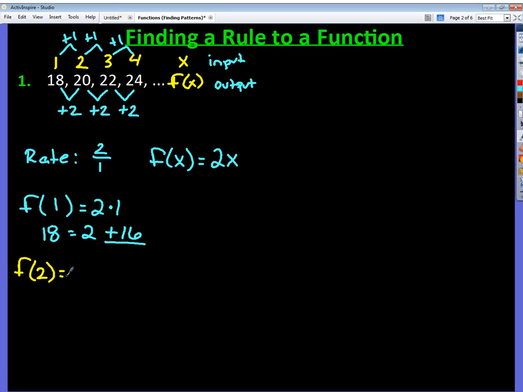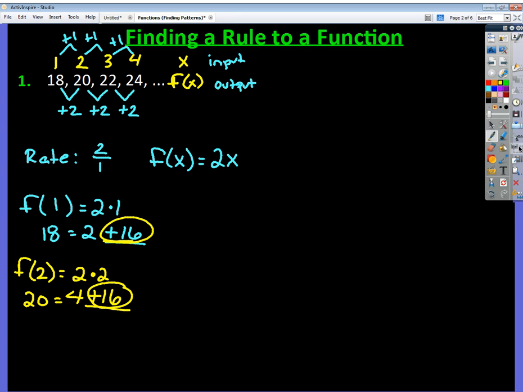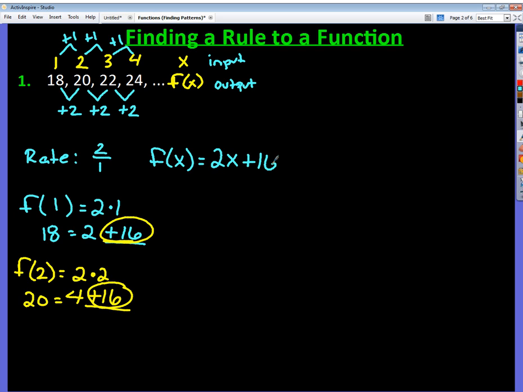And the function at 2, again, it's 2 times our input value, and our function's output is 20. And 20 does not equal 2 times 2, which is 4. That is not equal to 4. But how do I get from 4 to 20? Well, again, I'm adding 16. This is our constant. This is what actually ends up happening to the back of this function. So we are going to hypothesize that our function here is 2x plus 16.